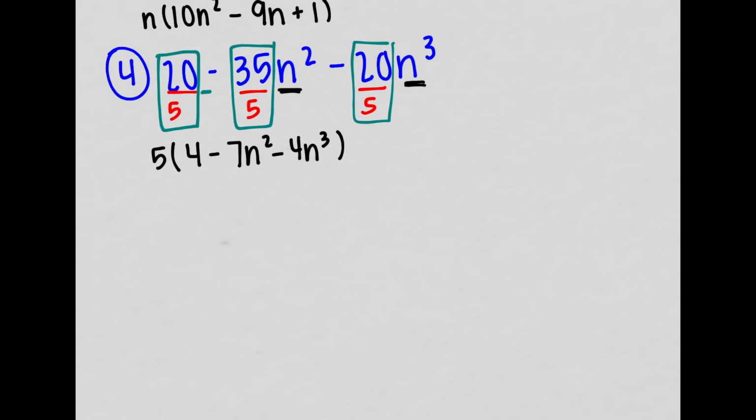You can rewrite this so that the highest exponent is first, so you can leave it like that, or you can rewrite it as negative 4n cubed minus 7n squared plus 4.